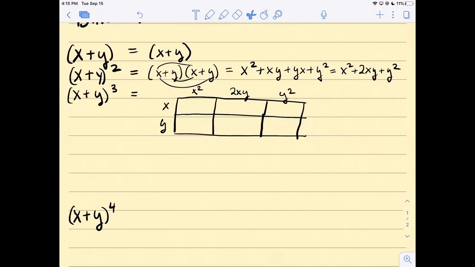Anyone message me in chat if you want to volunteer to just fill in the boxes here for the multiplication, and then we'll combine like terms. So, anyone want to volunteer for that? Anyone volunteer for these boxes?